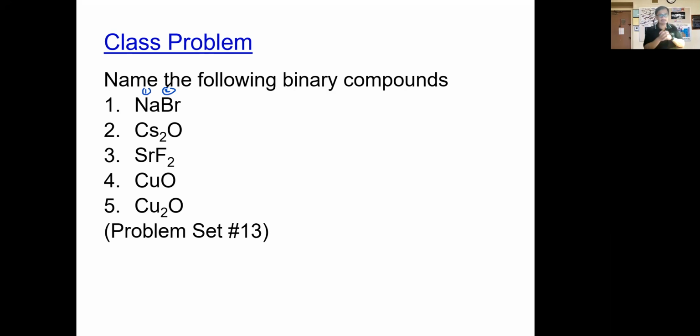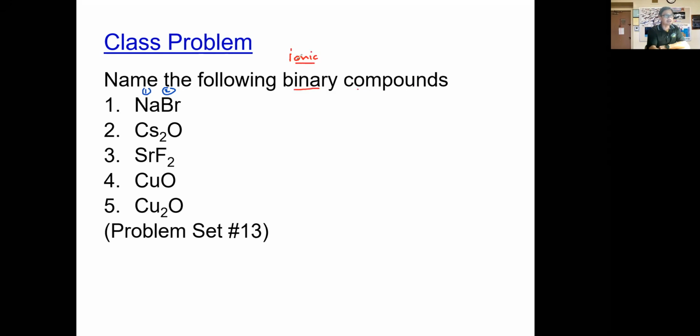Second question, is this an ionic compound? And the answer is also yes. Why? Because sodium is a metal and bromine is a nonmetal. So this is an example of an ionic binary compound. Make sure you keep in mind that we are dealing with ionic binary compounds. Ionic because the bond that holds these two together is going to be ionic. Binary because you only have two elements. So these should all be binary ionic compounds, or else I wouldn't put them in here for you.